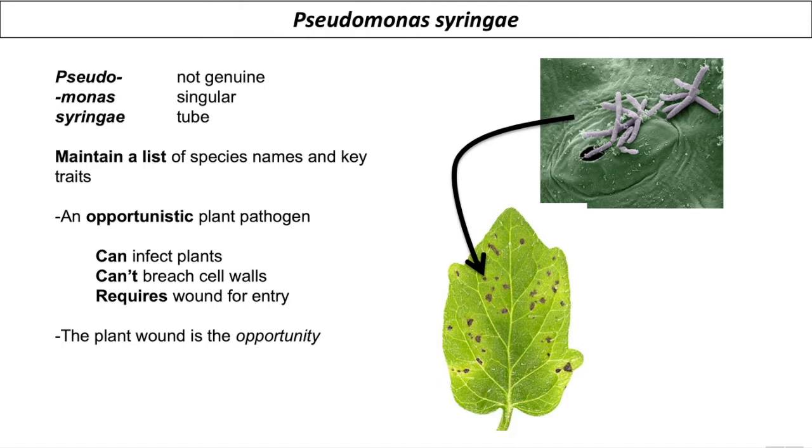As an opportunistic plant pathogen, it can infect plants, but it cannot breach the plant cell wall. So if it happens to land on the surface of a healthy plant, it's not able to be pathogenic. It requires a wound for entry. And so that wound to the plant is the opportunity. So that's where the term opportunistic comes from. It means not always pathogenic. There has to be some sort of starting conditions that are just right.